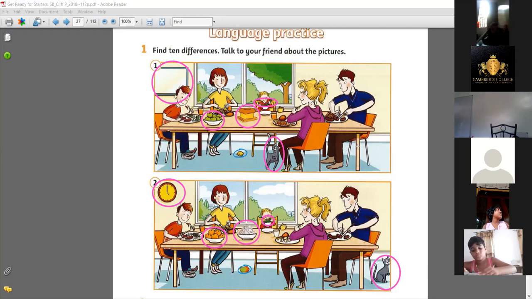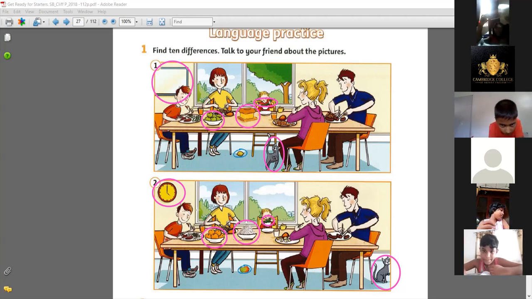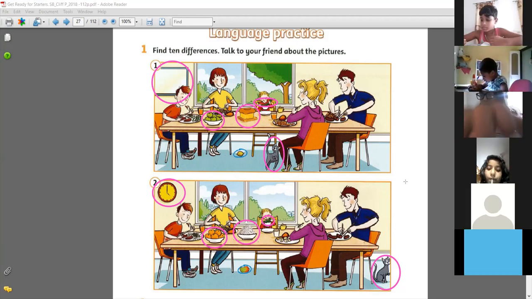Start. Yes, orange. Say it in English. In the first picture, there are apples on the table. But in the second picture, there are oranges on the table. You want to say like that. You can use there is, there are. You can use first picture, second picture.